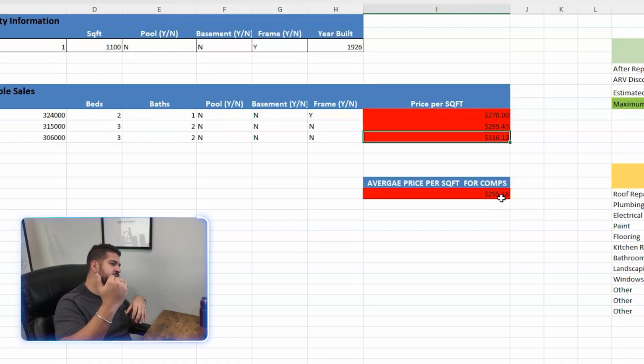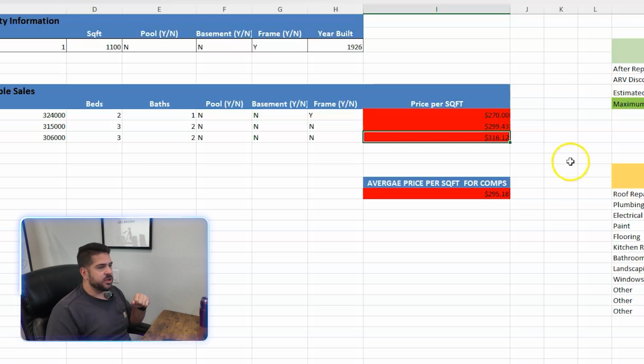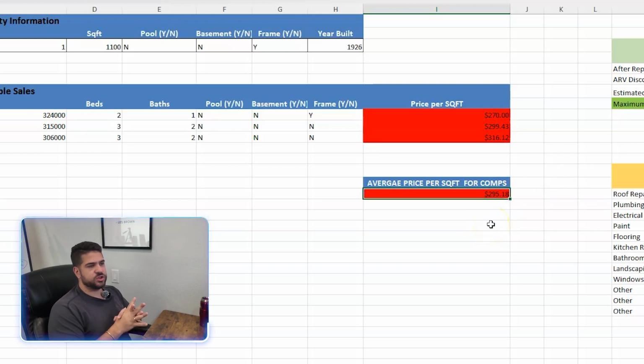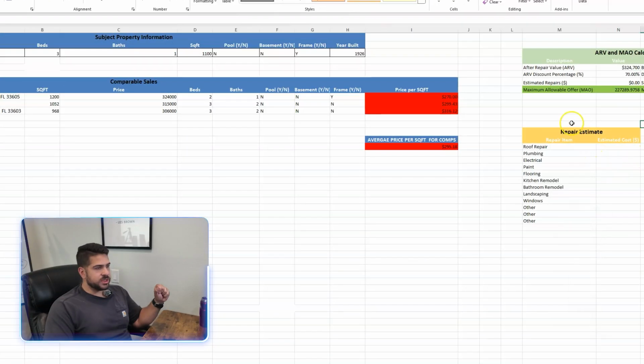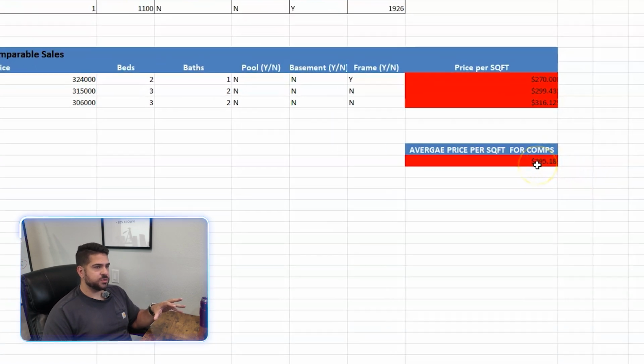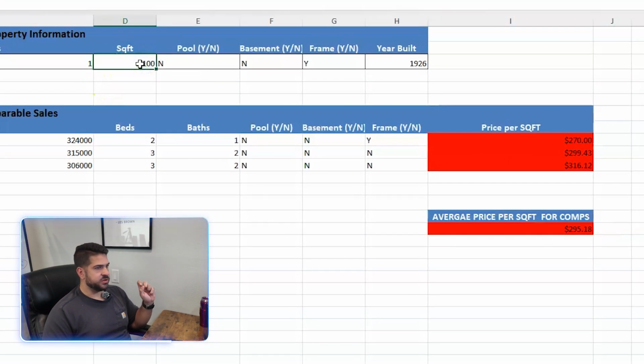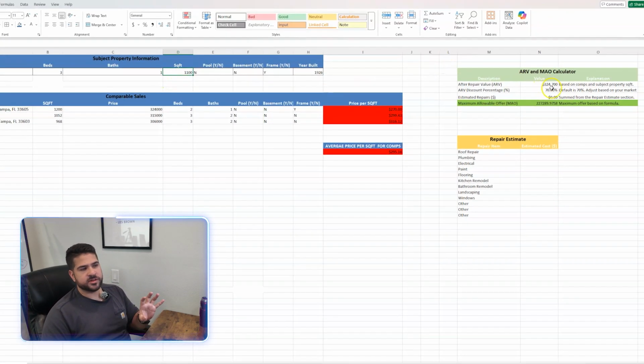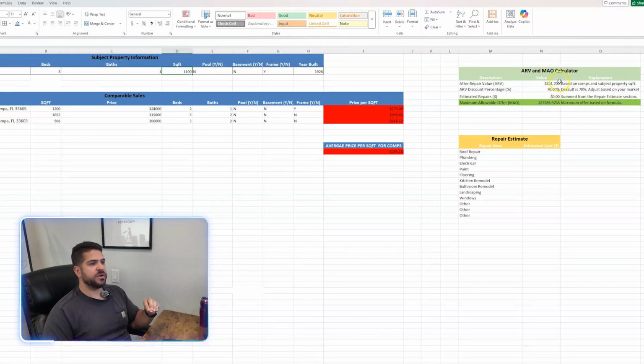So if you took the average of the 3, one was lower, one was medium, one was higher. So your average price per square footage is $295. Okay, so now what we have is average price per square footage. We have the square footage of the original property, and the MAO calculator gives you that after repair value of the subject home that we have, which is $324,700. Right? That is a rough estimate, but that's good to know.